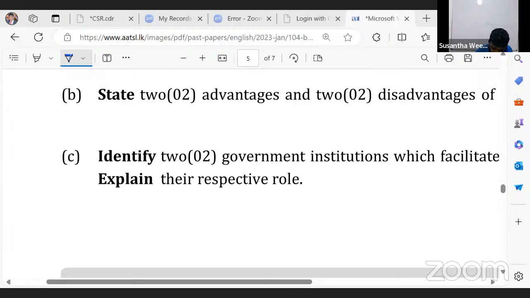Another one is NITA, the National Apprentice and Industrial Training Authority. This National Apprentice and Industrial Training Authority is providing required vocational training, right? Vocational training.